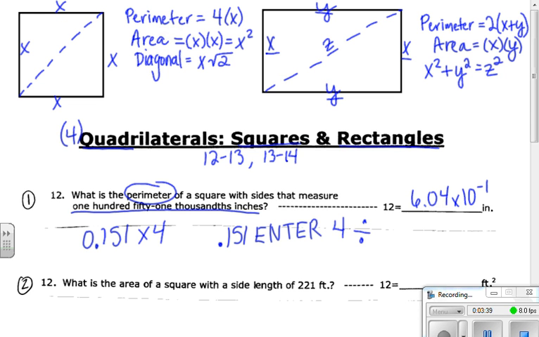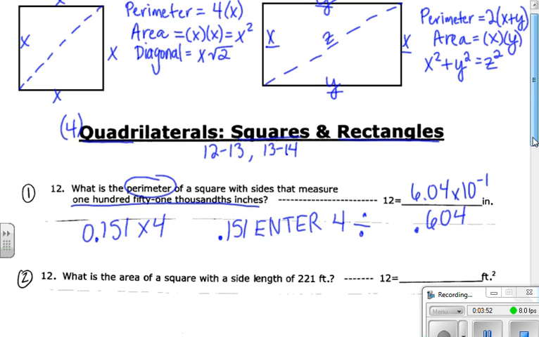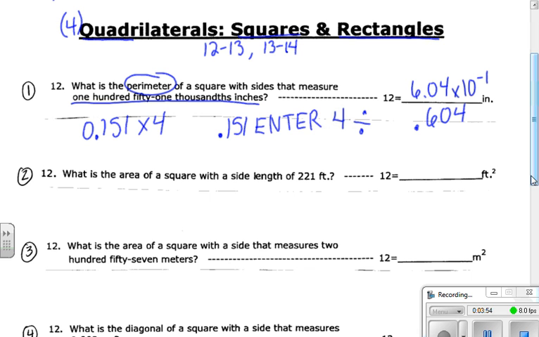And if we're going to write that in standard notation, that -1 here at the end means that we're going to move our decimal back one place. So you could also write 0.604. Both of those are correct answers. Okay. Question 2, what is the area? So we want to find the area of a square with a side length of 221 feet.